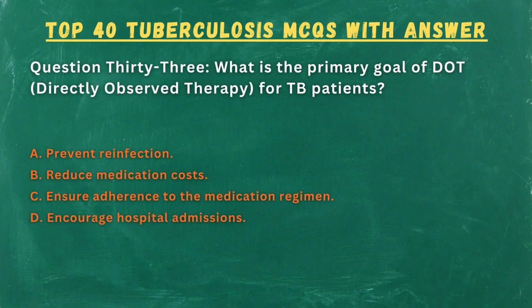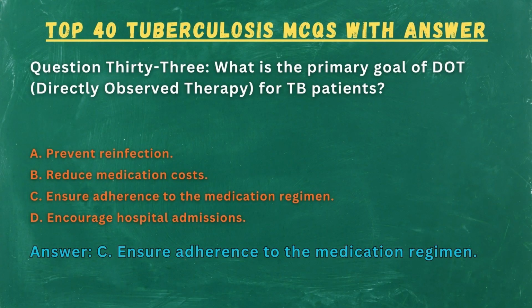Question 33. What is the primary goal of DOT, directly observed therapy, for TB patients? A. Prevent reinfection. B. Reduce medication costs. C. Ensure adherence to the medication regimen. D. Encourage hospital admissions. Answer: C. Ensure adherence to the medication regimen.